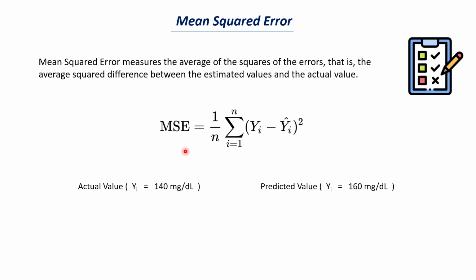But if you get a mean squared error value of 5 or 4, in that case, we have a very low mean squared error. A very low mean squared error value represents that we have a very good model.